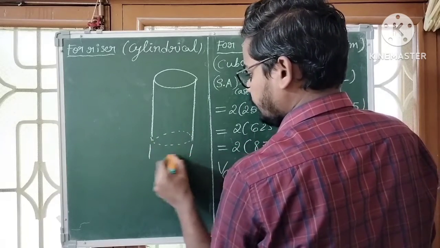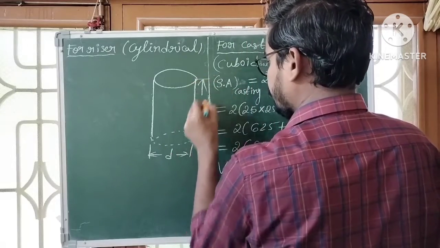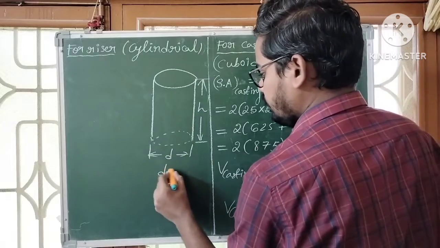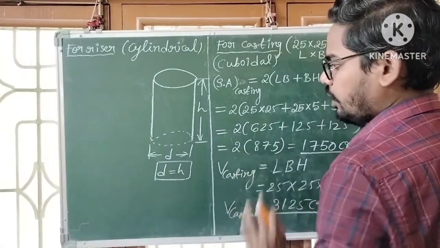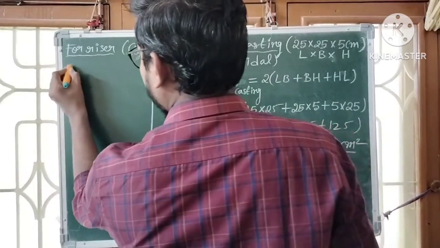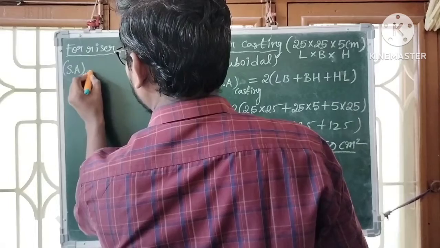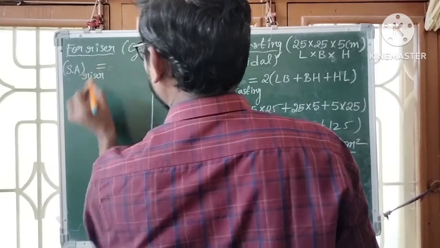So in this question he given diameter of riser is equal to height of the riser. D is equal to H. Okay, now it's clearly given in the question. So diameter is equal to height of the riser, and first of all let us find surface area of riser.